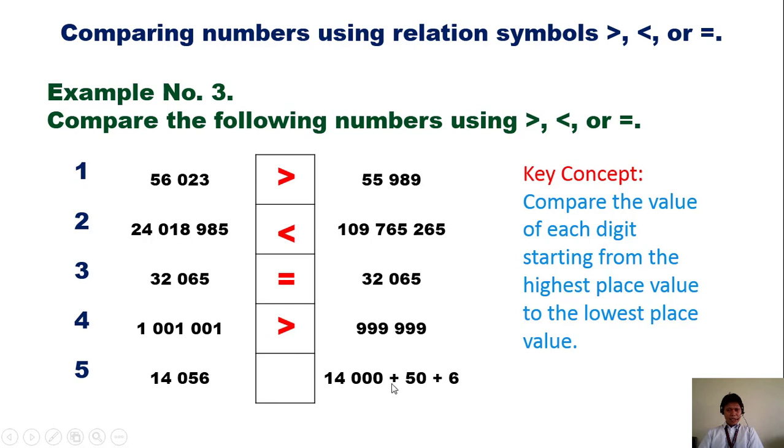And finally, this one, it is expressed in expanded form. So we need to get the number equivalent to this in standard form. So 14,000 plus 50 plus 6 is obviously the same with 14,056. So they are just equal.